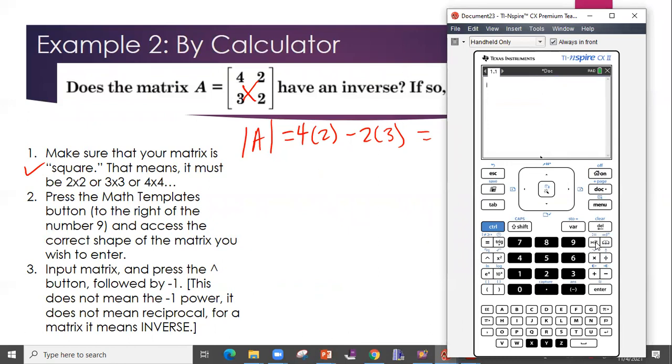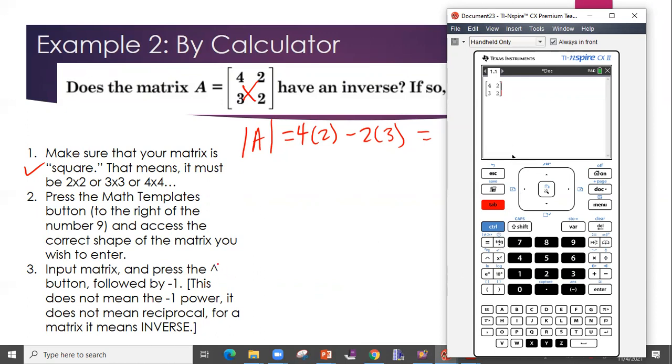Okay, so we're going to press the math template. We're going to get our matrix. We're going to fill it in. So we have 4, 2, 3, 2. Okay. Now, once you've filled in the matrix, you're going to tab outside of the matrix.